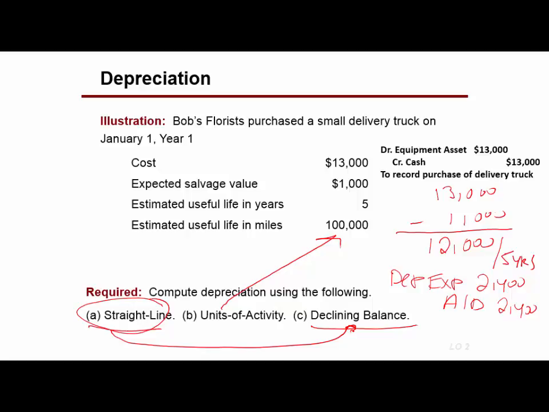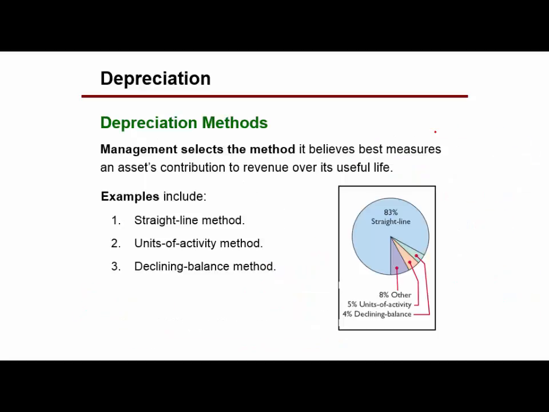Now, of course, when we purchase the equipment, we debit the equipment for $13,000 and credit cash, don't we? That equipment account we're just going to leave alone year after year, and we're going to record the depreciation against the accumulated depreciation account. Accumulated depreciation is a contra asset account against equipment, isn't it? Okay, good.